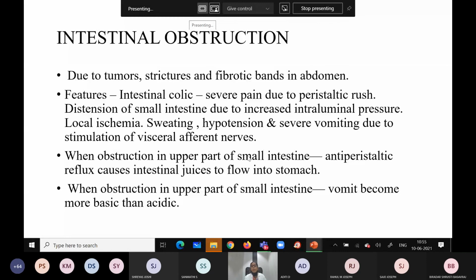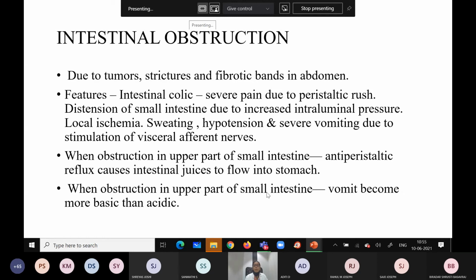When obstruction is in the upper part of the small intestine, the anti-peristaltic reflex causes intestinal juice to flow into the stomach. When obstruction in the upper part of the small intestine occurs, vomit becomes more basic than acidic because intestinal contents are basic. So these intestinal contents will reach the stomach, hence the vomitus becomes more basic.